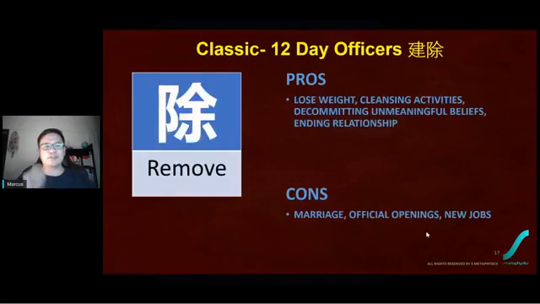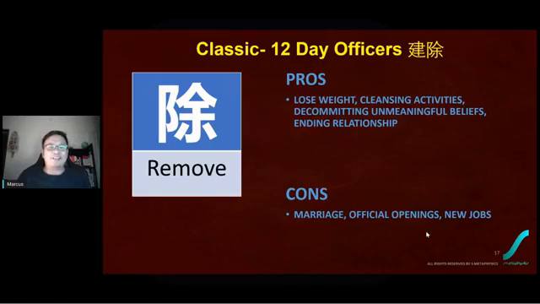Then from there, the second officer is Chu. We have the English word remove. So who is it for? People who are looking at losing weight, cleansing activities, maybe something spiritual, or some negative habits or thoughts that they want to remove from their life. That is a good day.